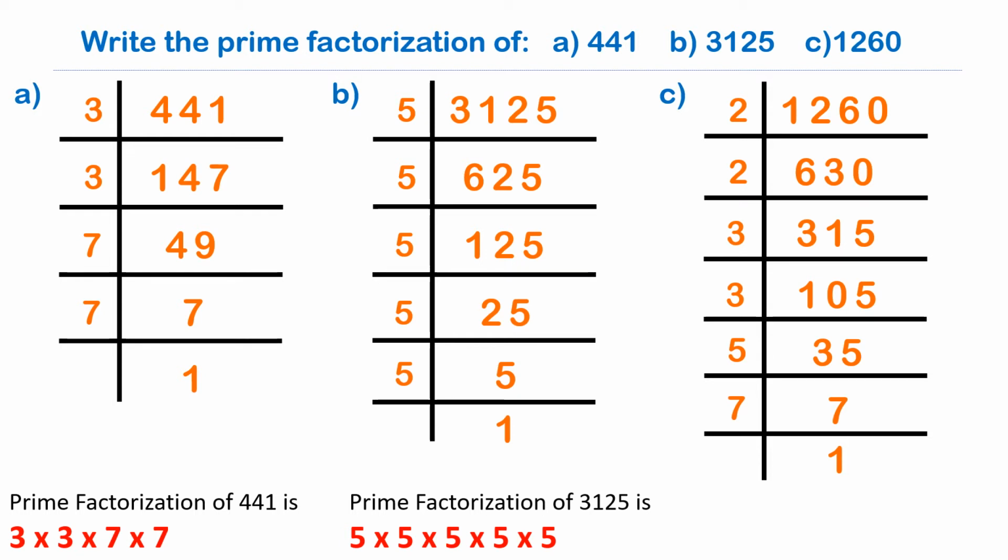So the prime factorization of 1260 is 2 into 2 into 3 into 3 into 5 into 7.